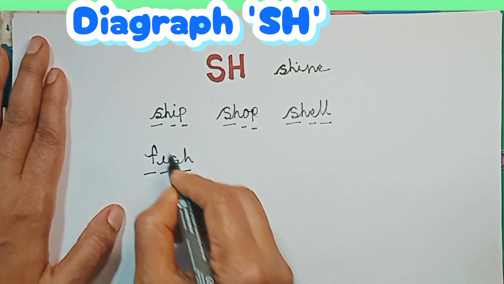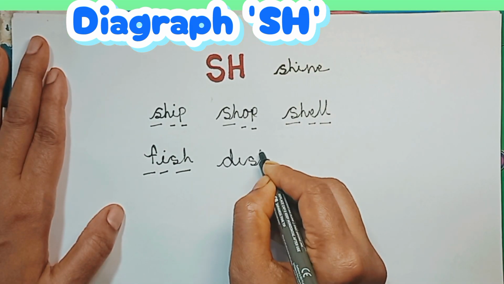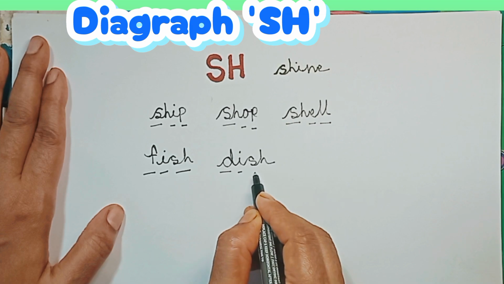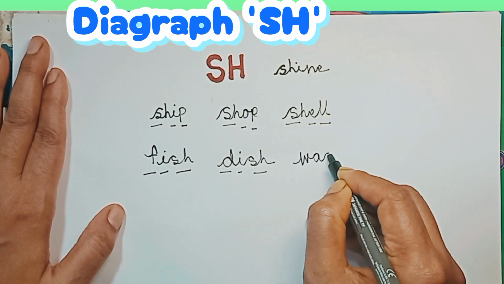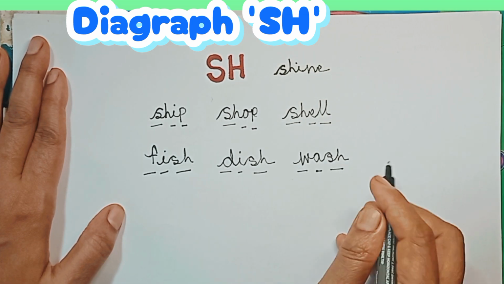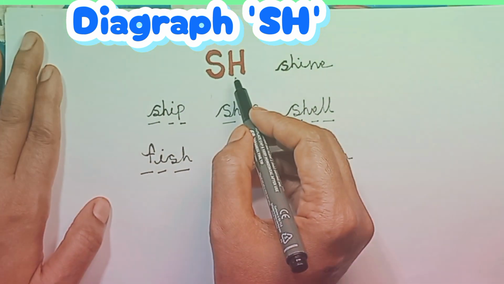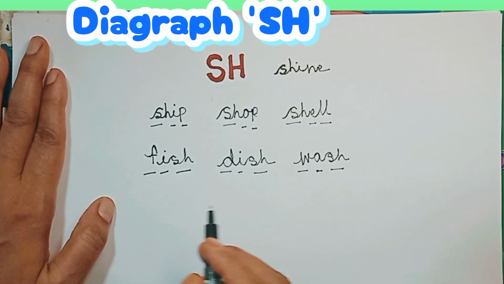The digraph sh can also come at the end of a word, like in fish. F, i, sh, fish. Dish. D, i, sh, dish. Wash. W, a, sh, wash.